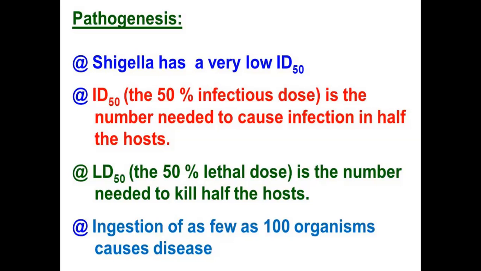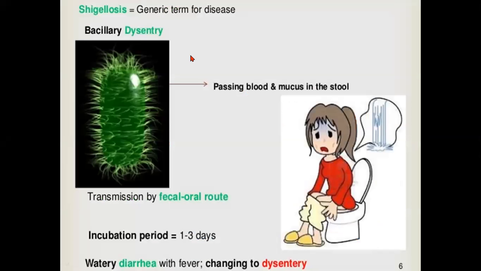So we really need to observe strict hygiene measures to avoid this infection. It's very contagious, and you need to ingest just a few of these bacilli to see this infection. Again, I've already mentioned Shigellosis, the diseases caused by Shigella. The most prevalent is bacillary dysentery, and this is the passing of blood and also mucoid in the stool. So this is a good indicator.